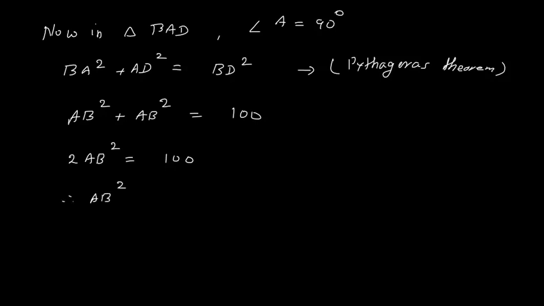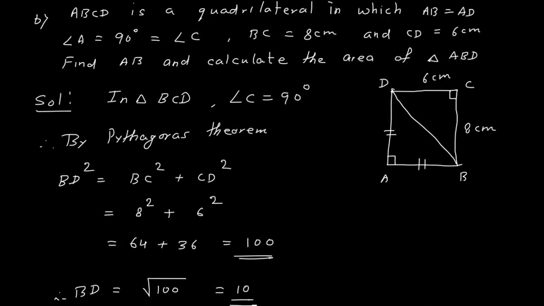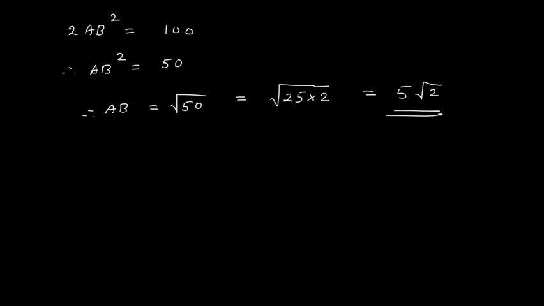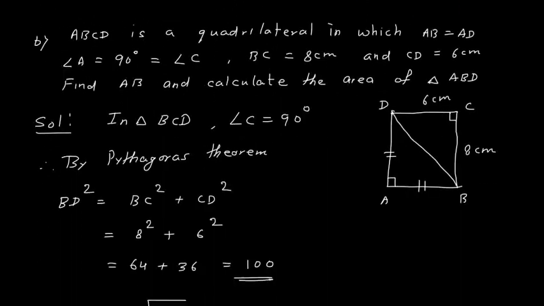Therefore, AB square is 100 divided by 2 is 50. Therefore, AB is root of 50, which is root of 25 into 2 is equals to 5 root 2. So value of AB is 5 root 2. Now what unit we use? Centimeter. So I will say that therefore finally AB is equals to 5 root 2 centimeter. So this is our question number 14, part A and part B.